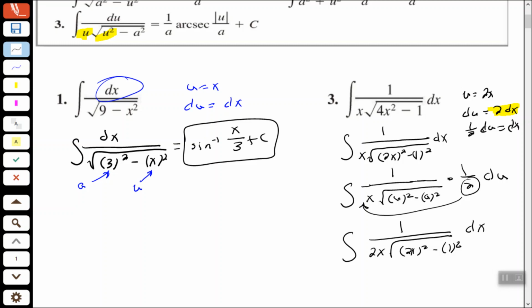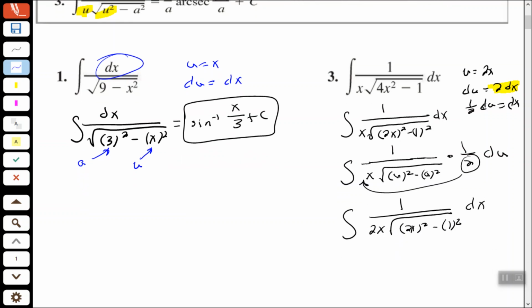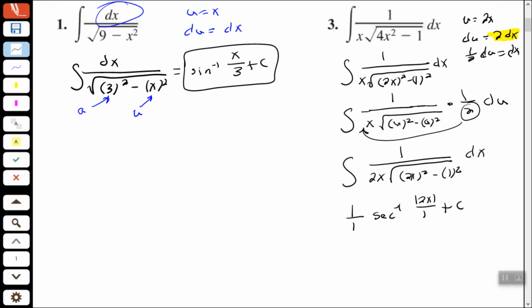And now I see that this form matches part number 3 of the theorem, du over u times the square root of u squared minus a squared. So the 2x is in the place of u and the 1 is in the place of a. That is equal to 1 over a times arcsecant of the absolute value of u over a plus c. So 1 over 1 times the inverse secant of the absolute value of 2x over 1 plus c. And then of course you can clean that up: the inverse secant, or arcsecant, of the absolute value of 2x plus c.